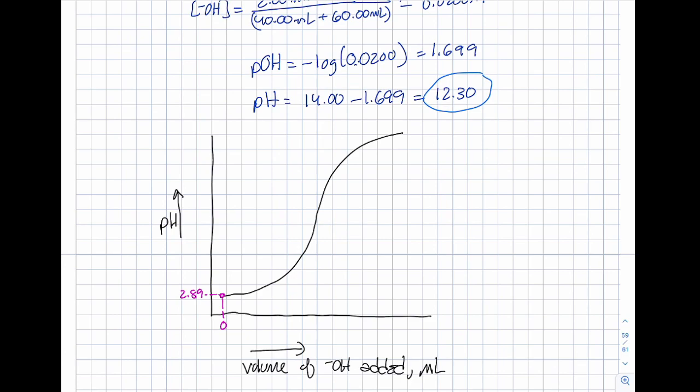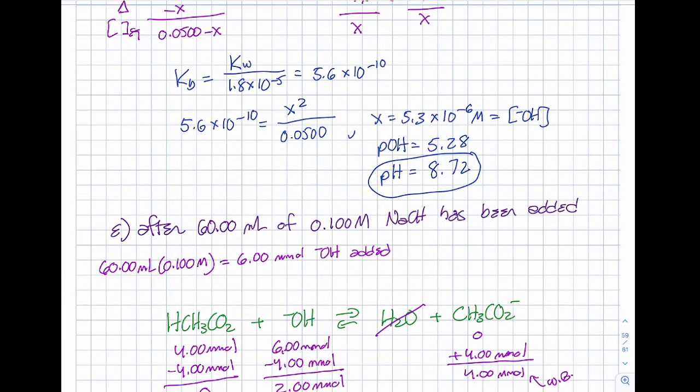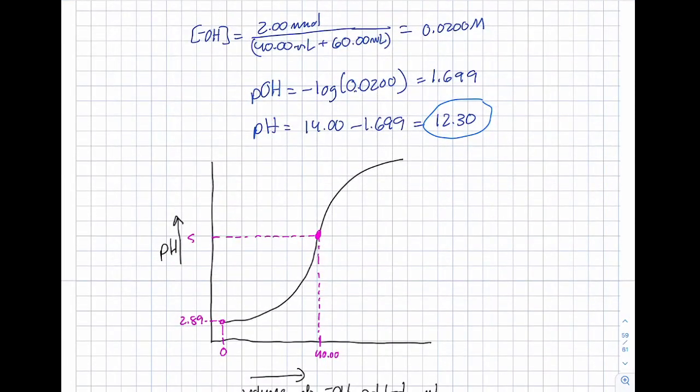My equivalence point, just kind of guessing, is going to be somewhere in there. If we go down, that was at 40 milliliters. And then across, we had a pH, if I go back up, of 8.72. Remember that the pH at my equivalence point for a weak acid strong base titration is going to be basic, so greater than 7.